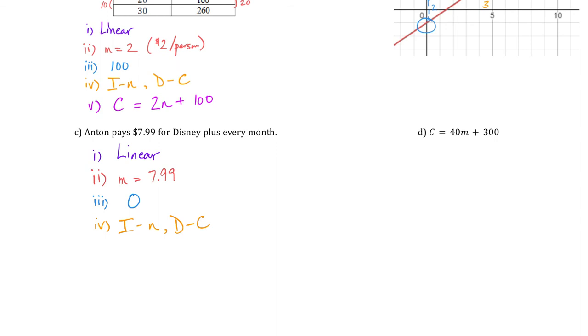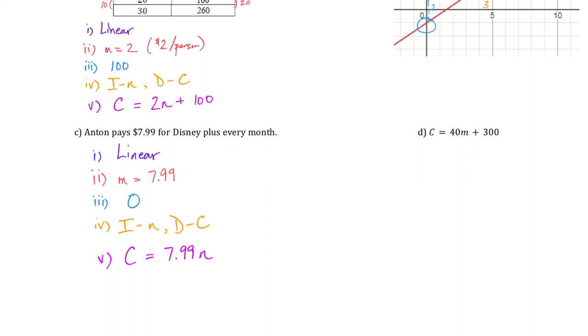Can I build my equation? Yes, because it is linear. My cost is my amount per month. Please don't write +0 on the end. We do know that there is a vertical intercept of 0, or no fixed amount, but that is horrible form. Just leave it as C equals 7.99n.